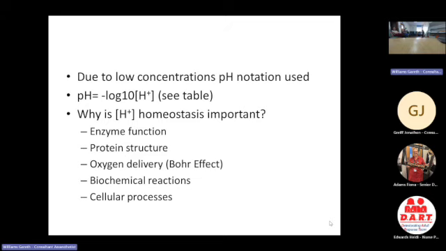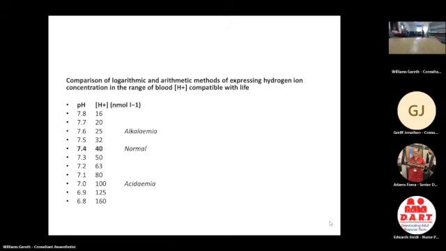So, yeah, massively important. So that's the scale, and it's worth noting it's non-linear, and it is logarithmic. Normal pH of 7.4 is 40 nanomoles of hydrogen ions. But if you look at a change, let's say between pH 7.1 to 7, that's a 20 nanomole change.